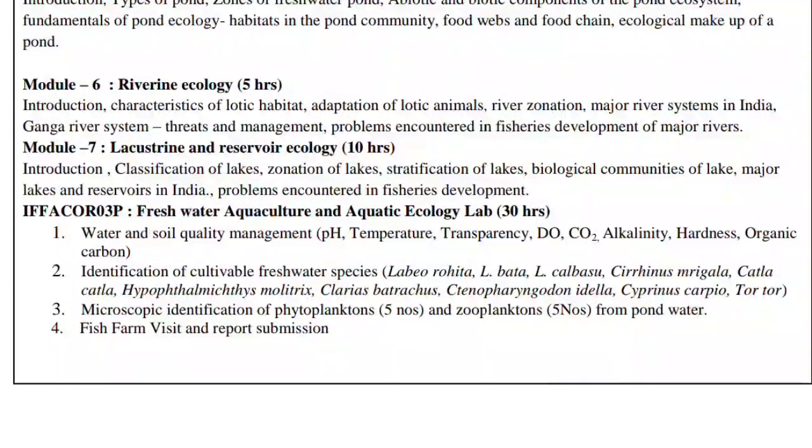Freshwater species Labeo rohita, Labeo bata, Labeo calbasu, Cirrhinus mrigala, Catla catla, Hypophthalmichthys molitrix, Clarias batrachus, Tilapia, Ctenopharyngodon idella, Cyprinus carpio, and the microscopic identification of phytoplankton and zooplankton from pond water. Freshwater fish farm visit and report submission.